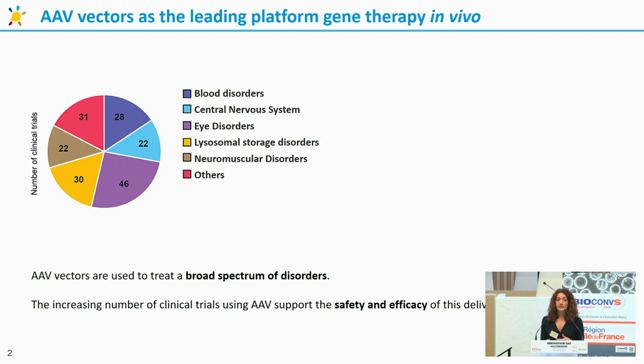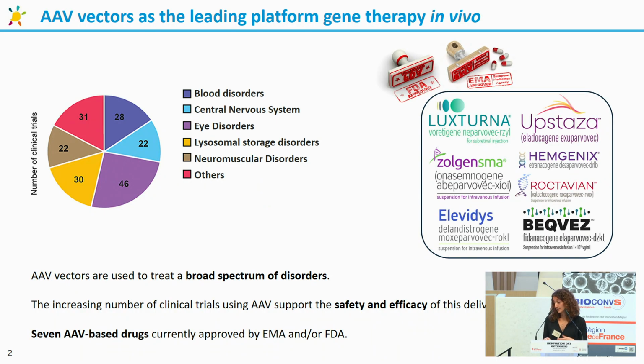Currently, the AAV vector are the leading platform for in vivo gene transfer, and one of the major advantages of using this vector is that they can be applied for a broad spectrum of disorder. Here in the pie chart, you can see an example of the number of clinical trials for different disorder. And the increasing number of clinical trials using AAV vector support both the safety and efficacy of this delivery system. And this led in particular to the approval of 7 AAV-based drugs which are currently on market.